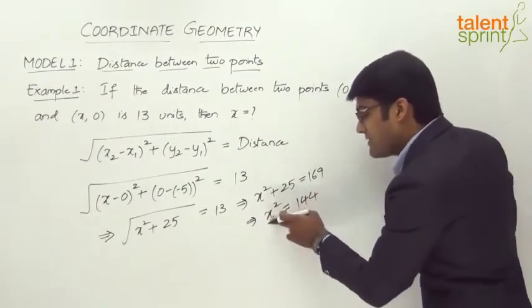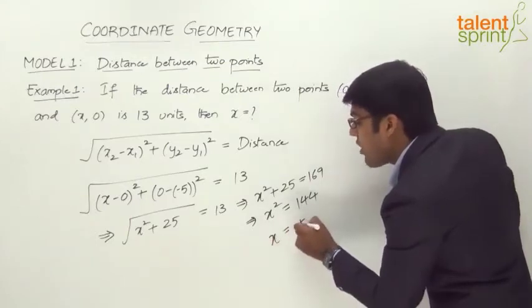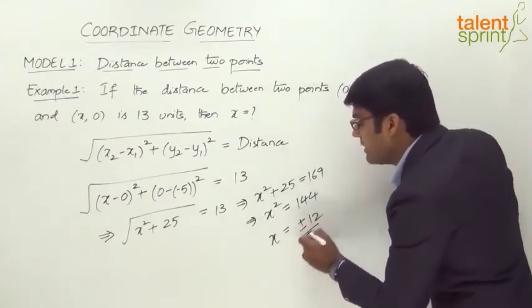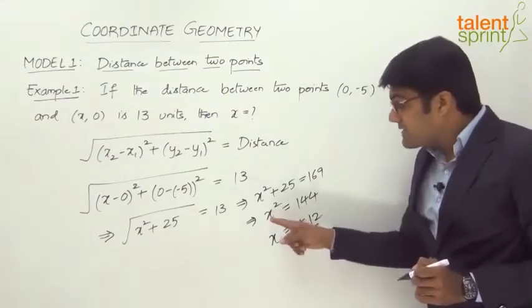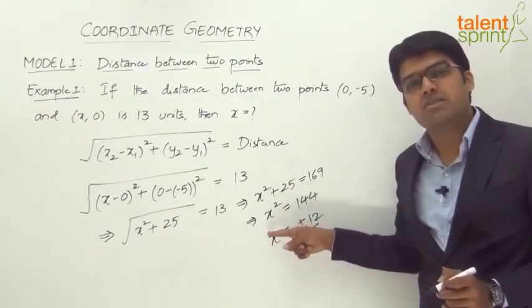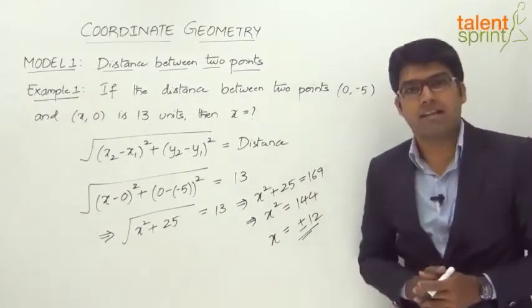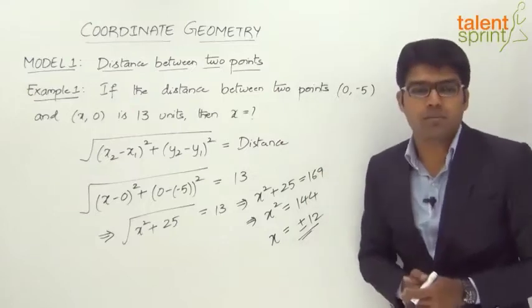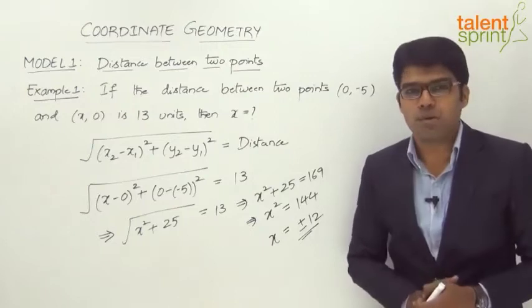Now if x squared is 144, what will be the value of x? It will be plus or minus 12. Remember, do not commit a mistake here by saying that x is equal to 12. X squared is 144, so x can take plus 12 or minus 12. So we can say that the answer for this question, that is the value of x, will be equal to plus or minus 12. So a very simple application of the distance between 2 points.